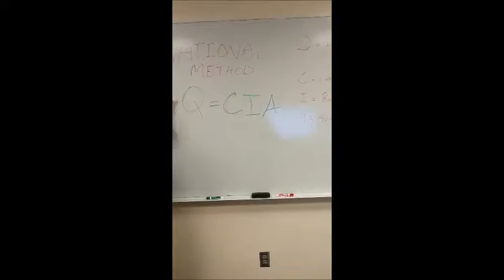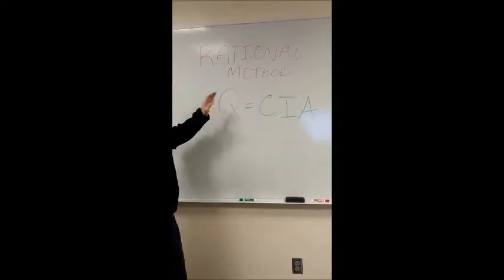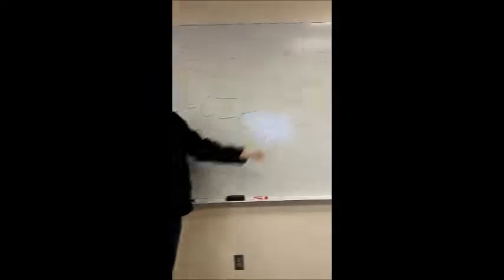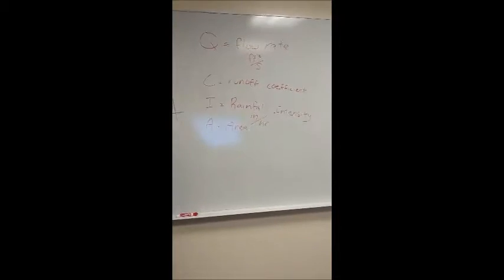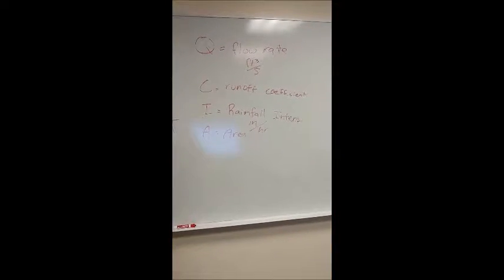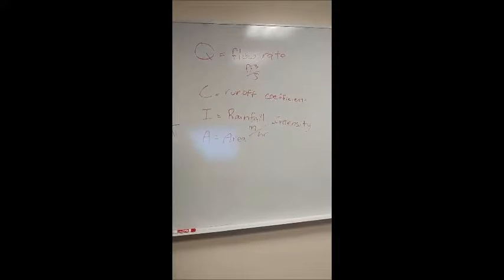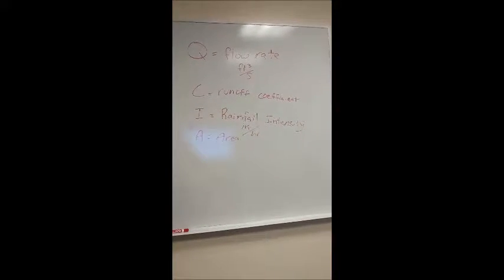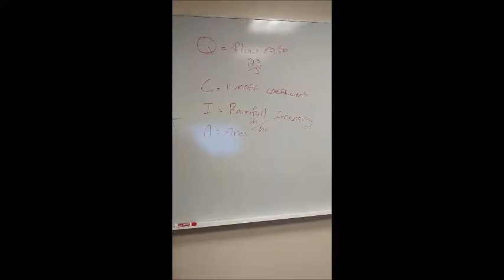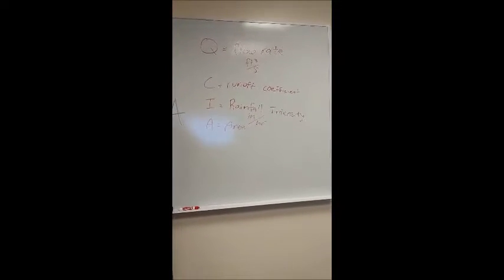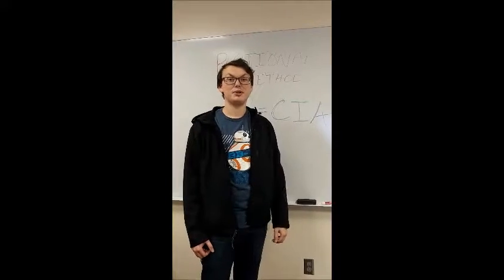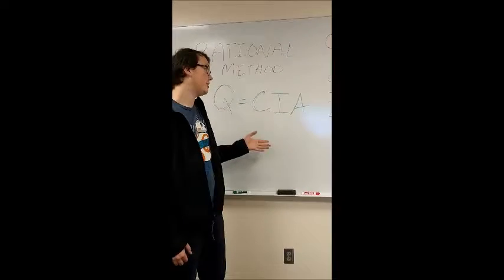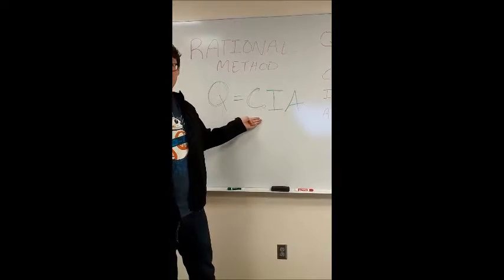This is the rational method. Q equals CIA. Q equals flow rate, and this is going to be in cubic feet per second. C is the runoff coefficient, and this is also the relationship between the impervious area, like parking lots or houses, or the soil type with runoff. I is the average rainfall intensity of the area, and this is going to be in inches per hour. A is the watershed drainage area, and it's really important to remember that this equation is empirical, which means that the units don't cancel out because it's used in real-life applications.